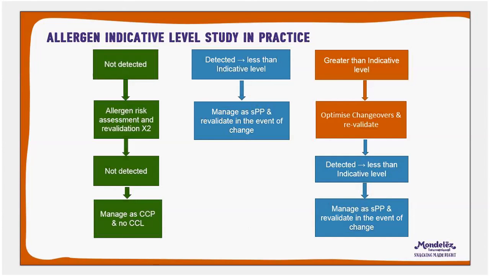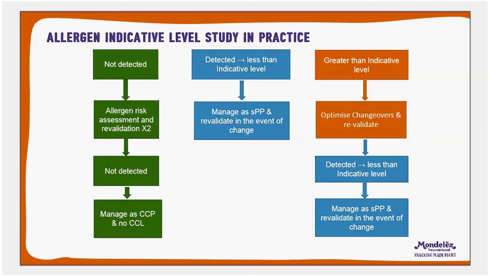So if your indicative level study is on the left-hand side and the allergen cannot be detected and you've repeated the exercise 3 times, then it should be managed as a CCP and there should be no need to have a may contain warning. If we're in the middle bucket here, where you've detected allergen, but it is lower than the indicative level, then that's fine. It can be managed as an SPP and then revalidate if anything changes.